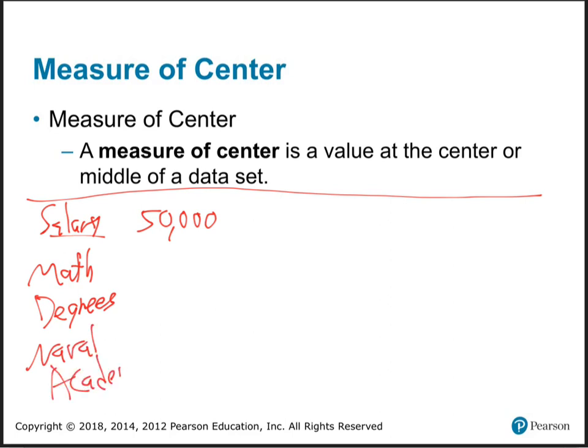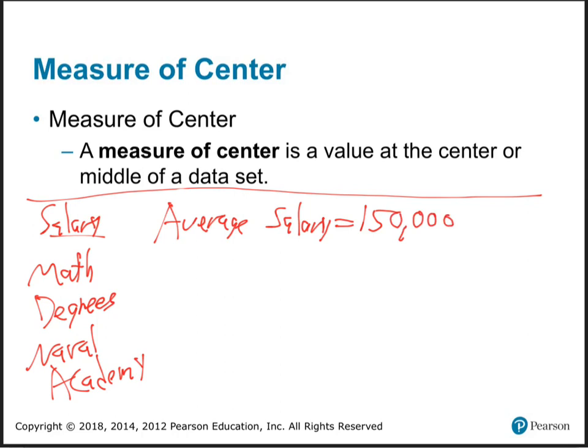You know the Naval Academy in Annapolis, Maryland, right? I have a buddy that went there 25 years ago. Anyway, let's say that the average salary coming out of the Naval Academy is $150,000 first year, right out of the chute, for a math degree. That's pretty impressive, huh?